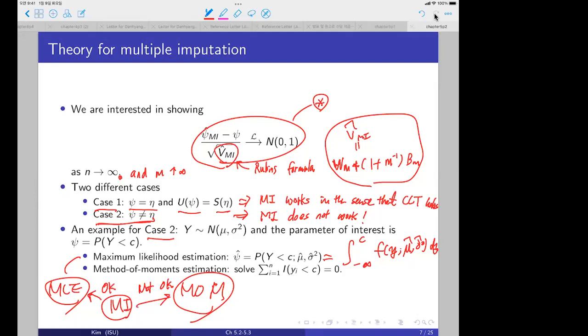So these are just two different estimators. But multiple imputation is not an estimator, it's a method for imputation. So you can apply it to MLE. Also, you can apply multiple imputation to the method of moment. But the point is that theoretically, there is no guarantee that multiple imputation gives valid inference when applied to the method of moment estimator.